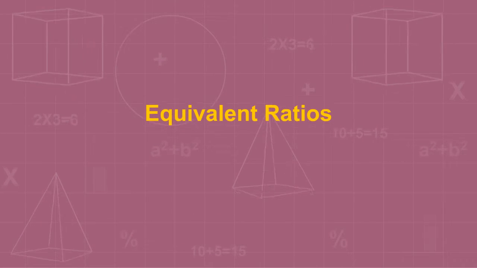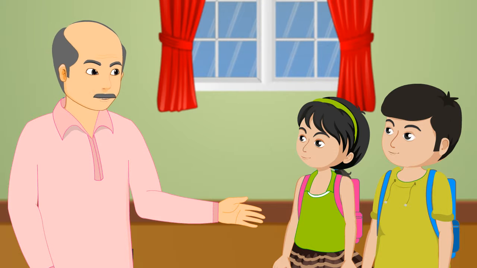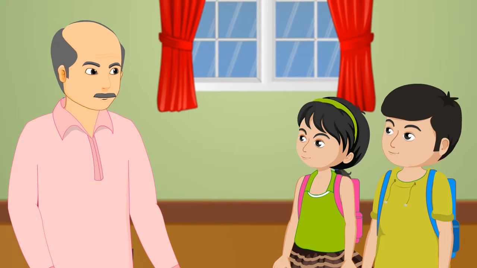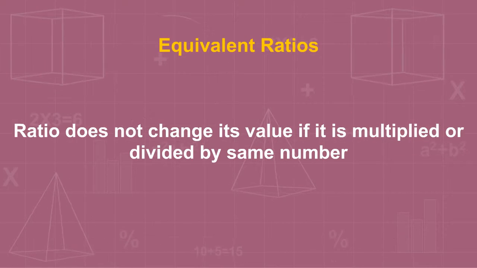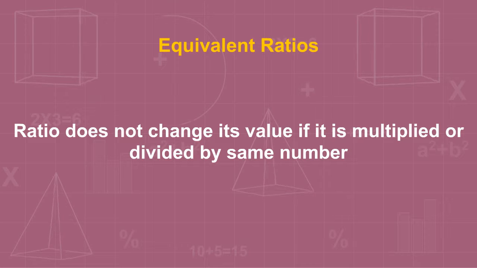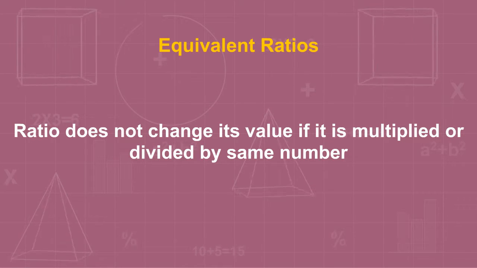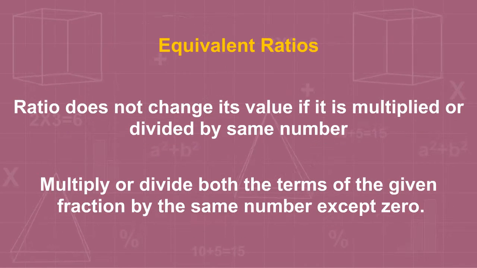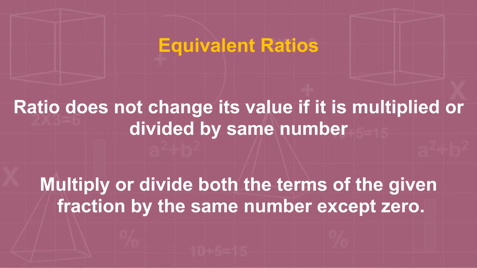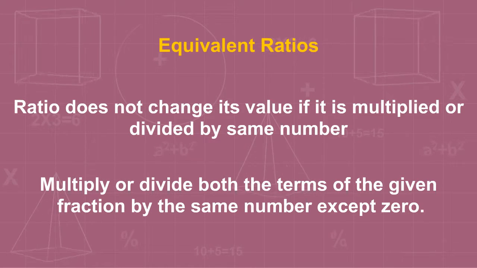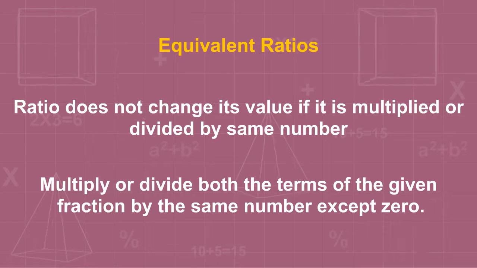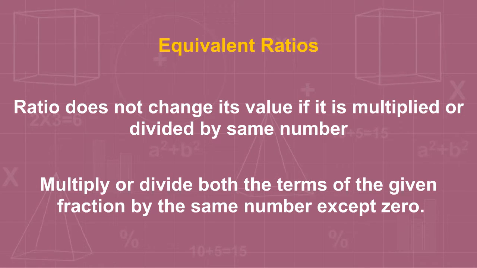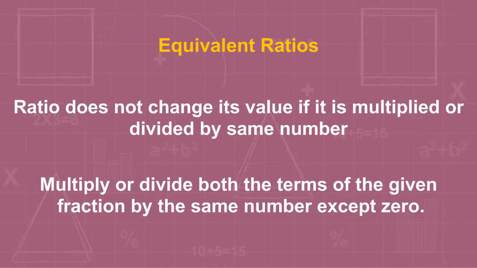Equivalent ratios. Varun, do you know the method of finding equivalent ratios is similar to equivalent fractions? Ratio does not change its value if it is multiplied or divided by the same number. To get an equivalent ratio to a given ratio, multiply or divide both the terms of the given ratio by the same number except 0.